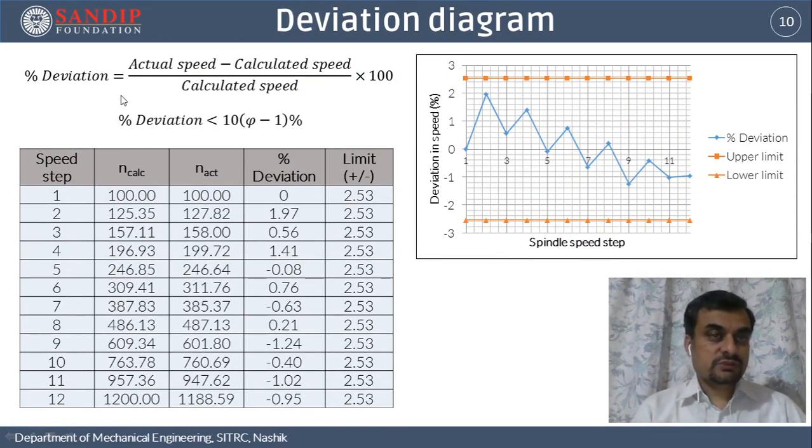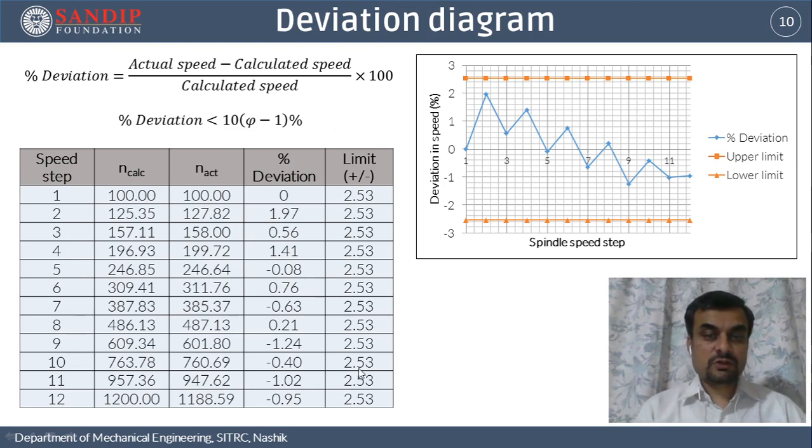The percentage deviation is calculated by the formula (actual speed minus calculated speed) divided by the calculated speed, into 100, and it should be less than 10 into (phi minus 1) percent, where phi is the geometric progression ratio of this gearbox, which we had already calculated as 1.25.